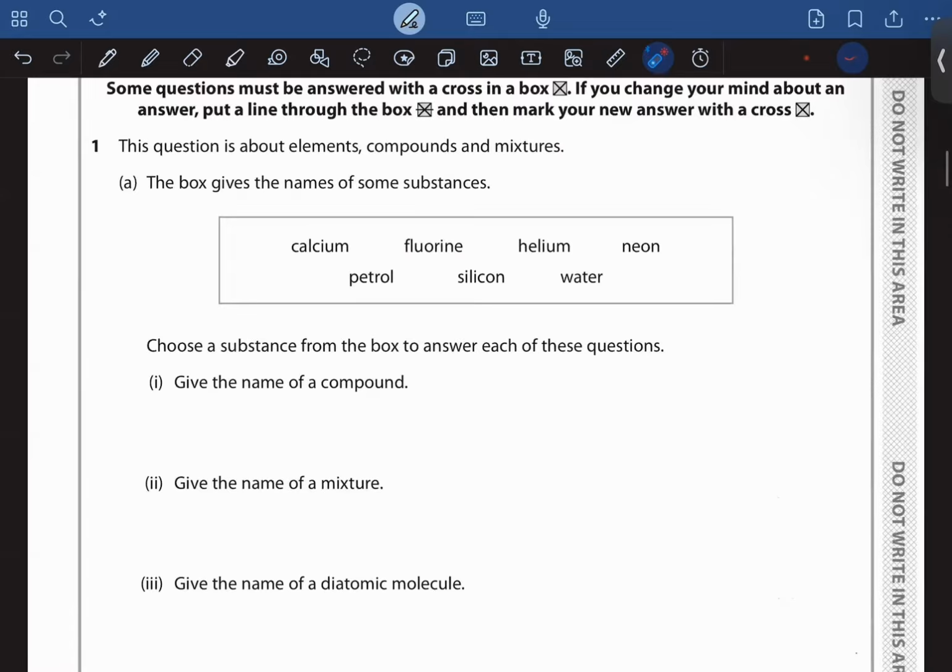Okay, question 1. The question is about elements, compounds and mixtures. Now the box gives the name of some of the substances such as this and this and this. Now choose a substance from the box to answer each of these questions. Now, give the name of a compound.